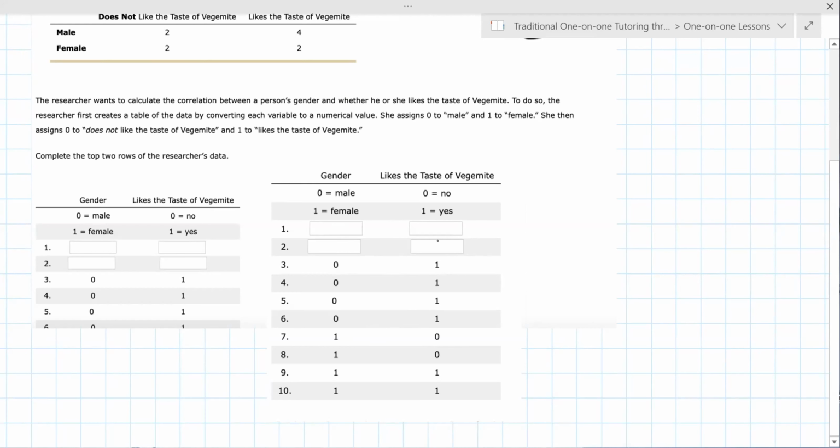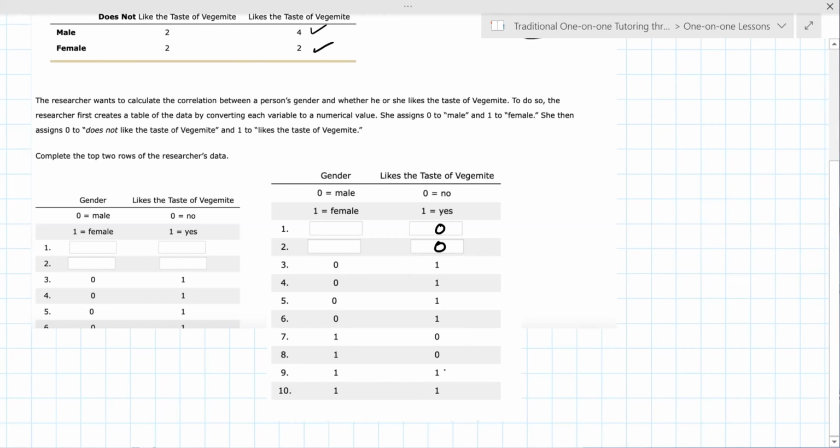Okay, so see how it likes the taste of the Vegemite. There's 4 and 2, so 1 2 3 4, 1 2. So these definitely are does not like. For sure. And then do we have the 4 males that like it? So males are zeros. Yes. So males are zeros, and we have the 4 that like it. So we have that taken care of. Do we have the 2 females that like it? So we're looking for 1 1 1 1. There we go.